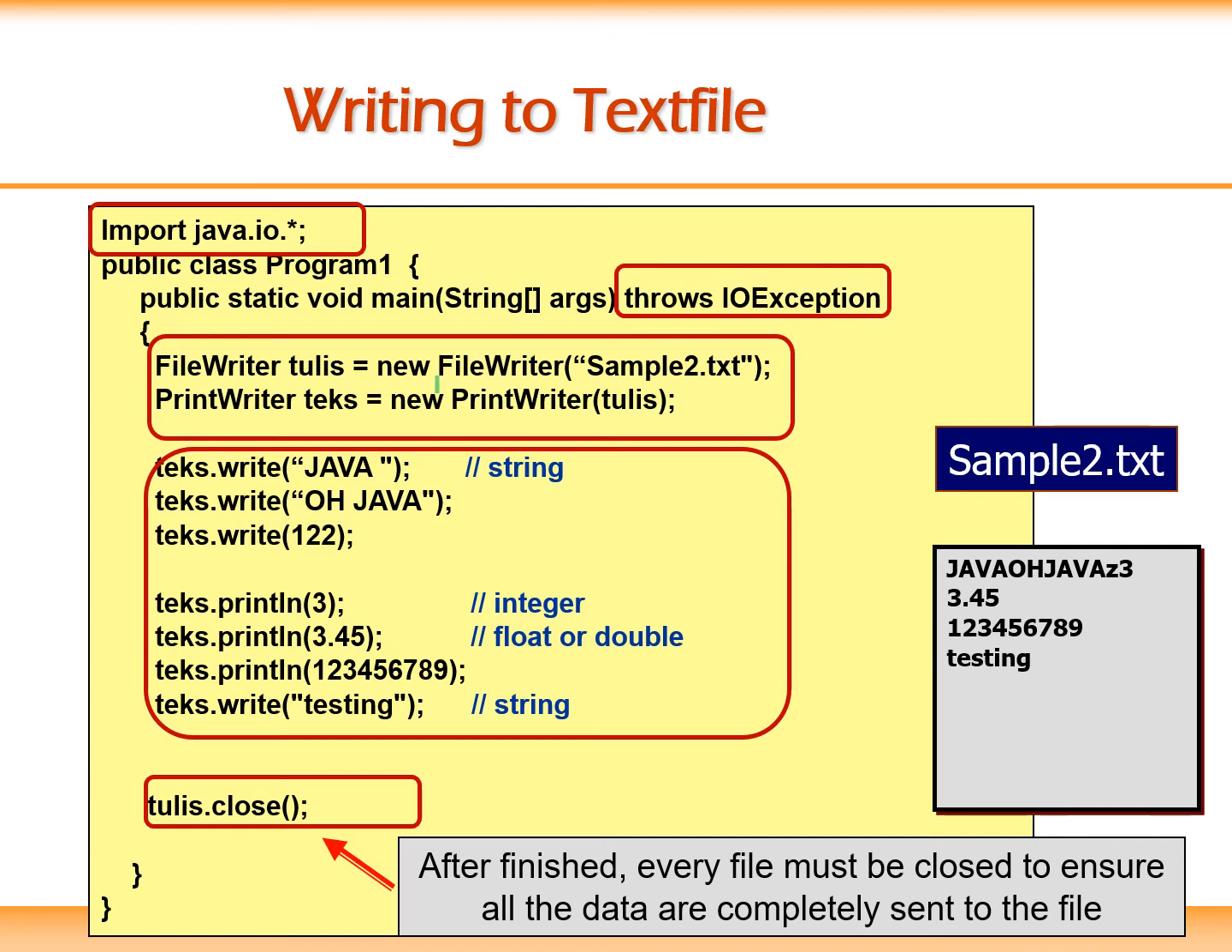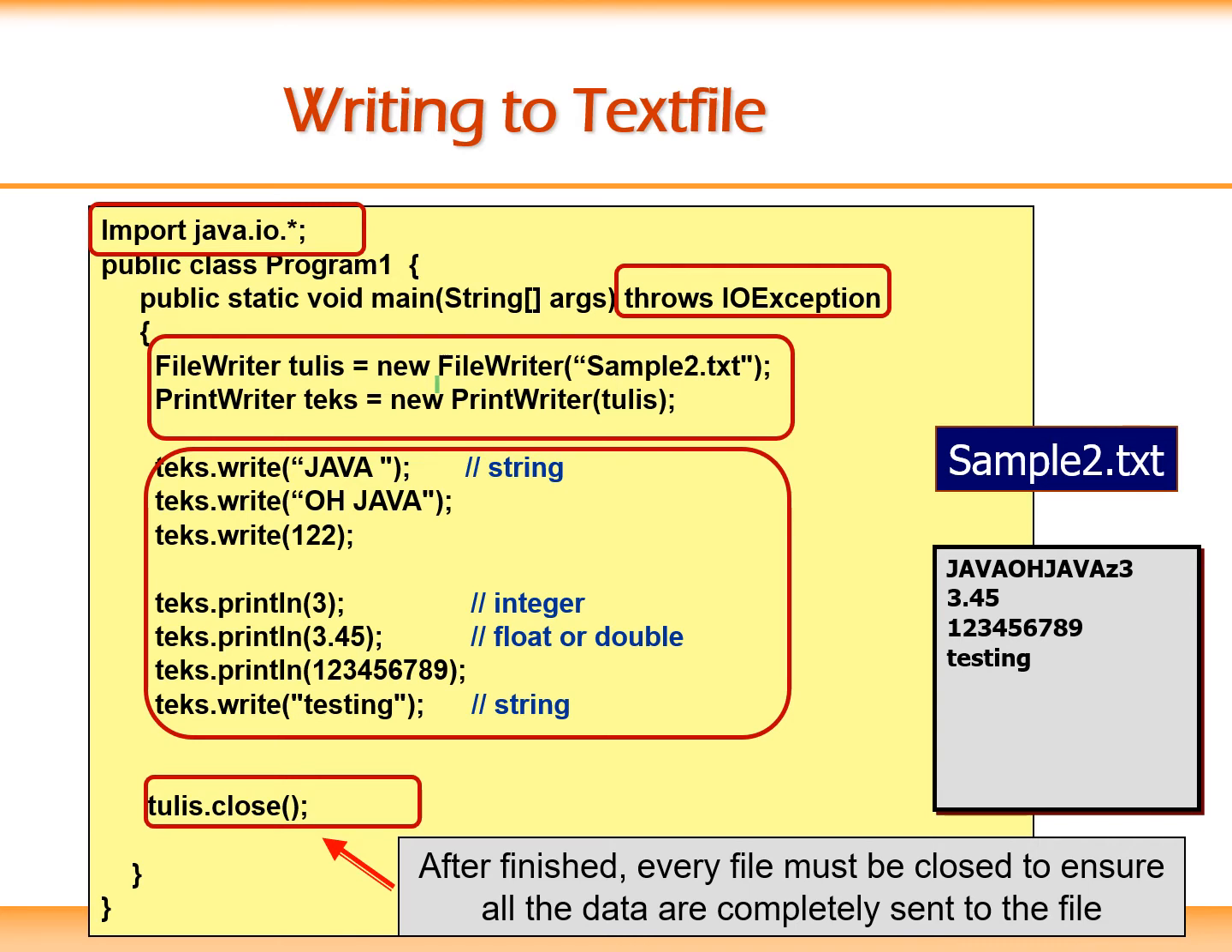For the file writer you need to specify the file name. For example, file writer tulis equals new file writer, and this is the file name that you want to use. Then print writer, and the way it is linked together, print writer will take the object of file writer here. Okay, so this is how you write it. So if you do text.write, it will write as a string.